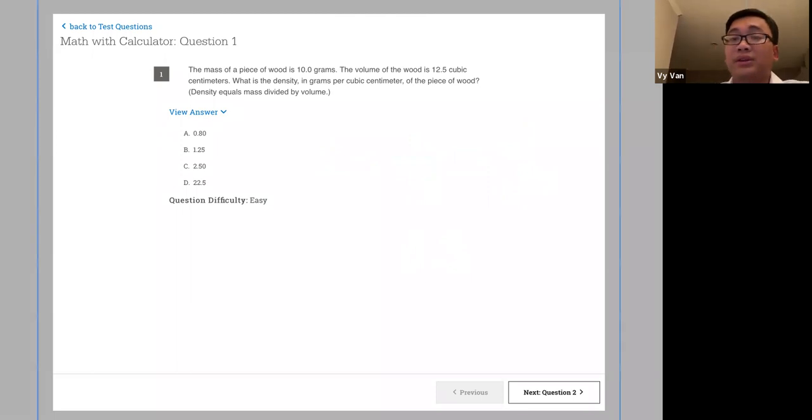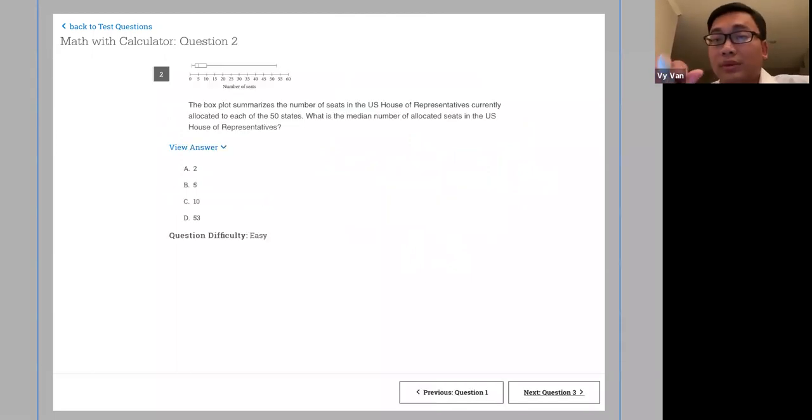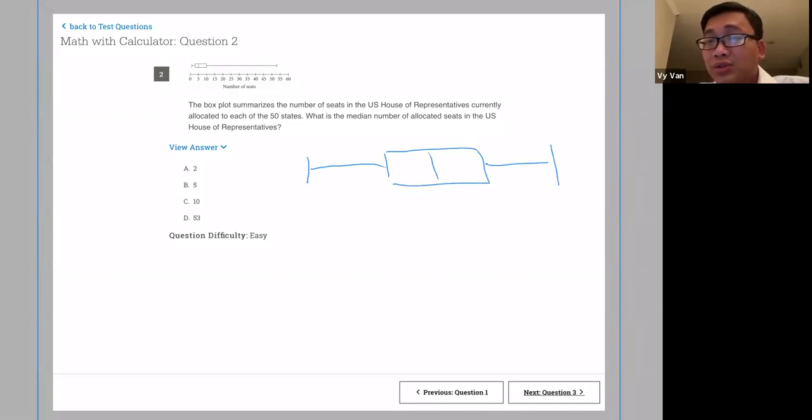Number 2. Also an easy question. This is a box plot question. For those of you who forgot what a box plot is, this is a quick review. This is a general box plot, and this is how it looks. The only few things you need to know are, this is the minimum data, this is the max, and this is the median, which is the middle number of any set of data.